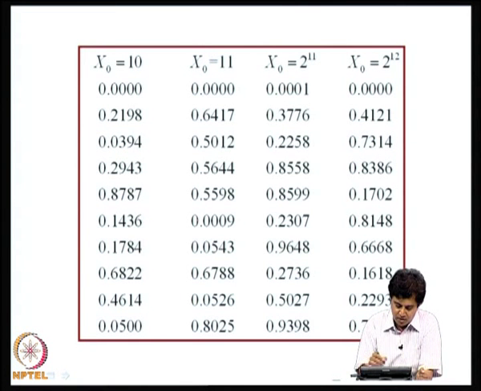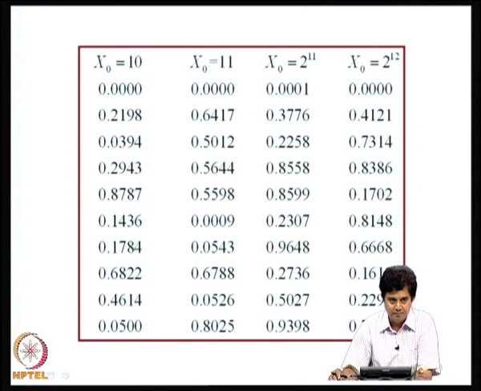Now, I have shown a few random numbers starting with different initial conditions, that is seed. If I start with 10, I get these numbers. If I start with 11, I get different numbers, and so on and so forth. Okay. So, just for illustration how these numbers behave.